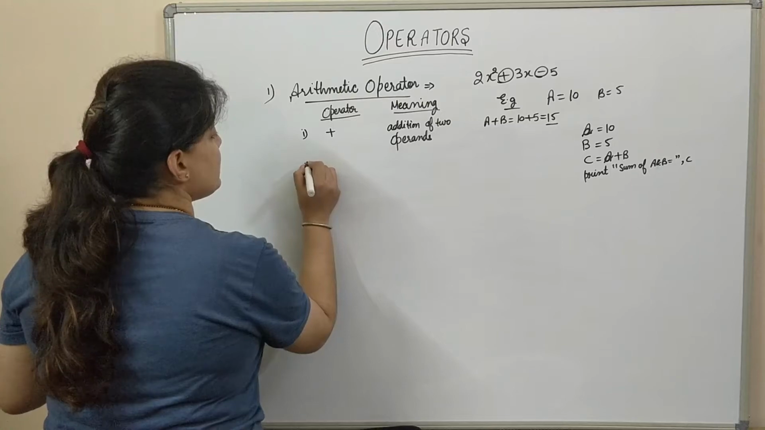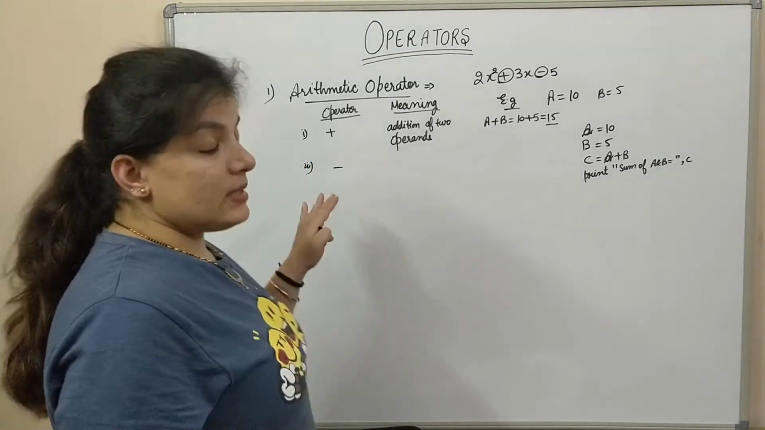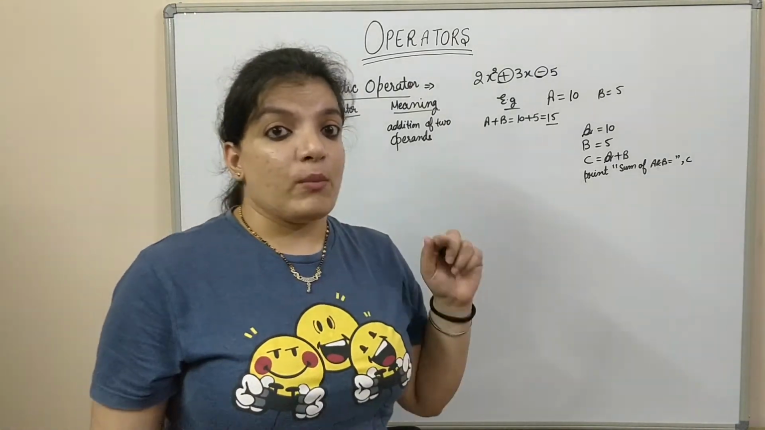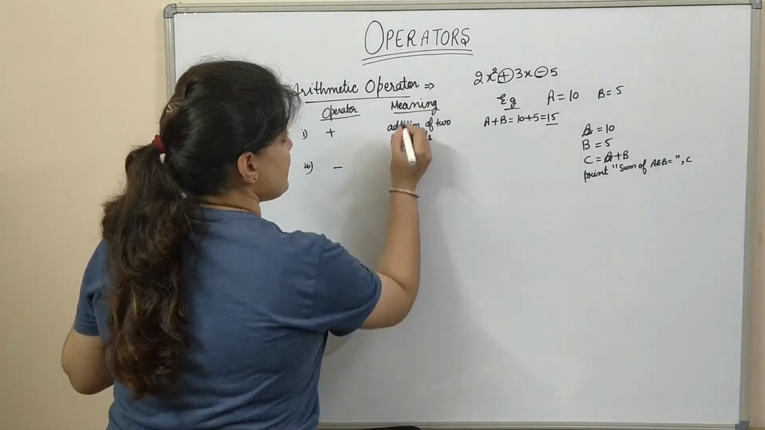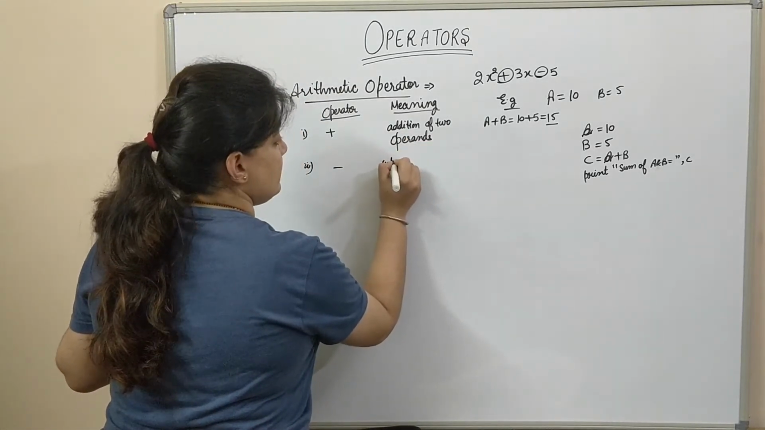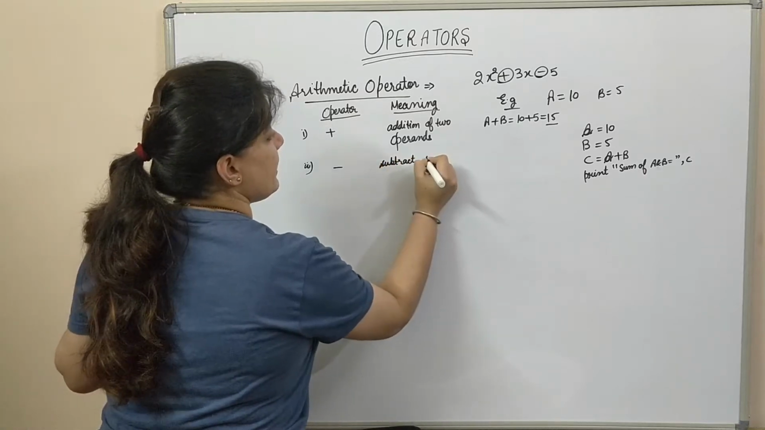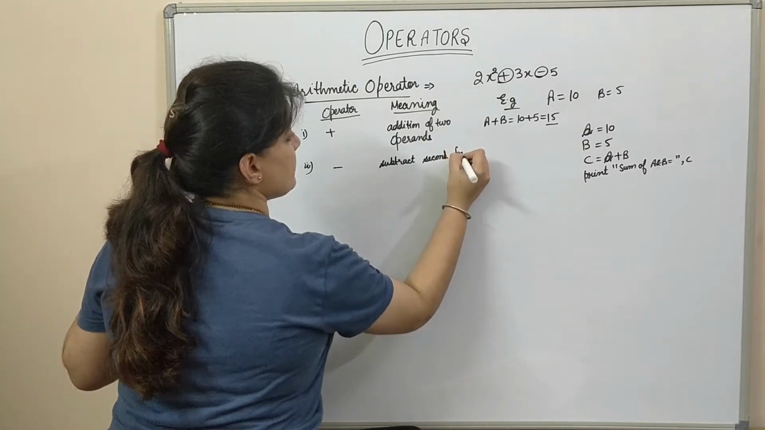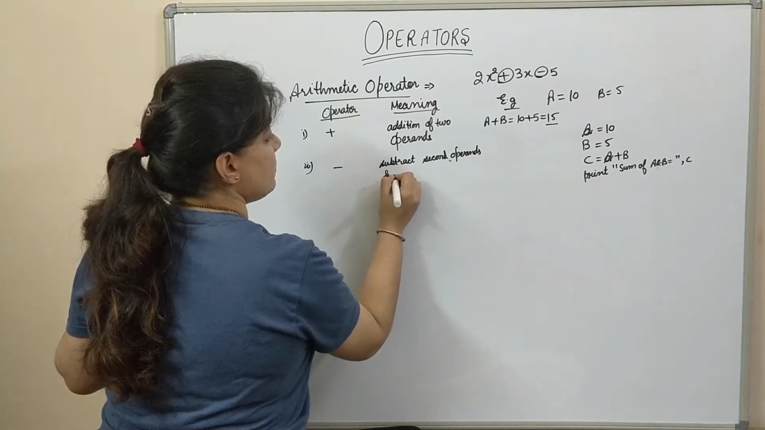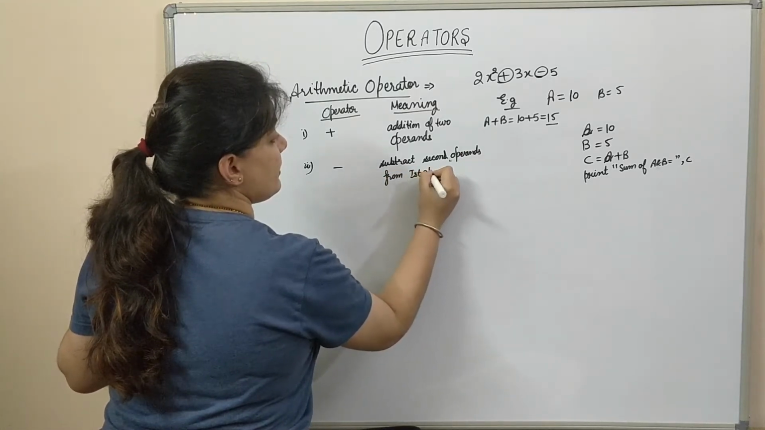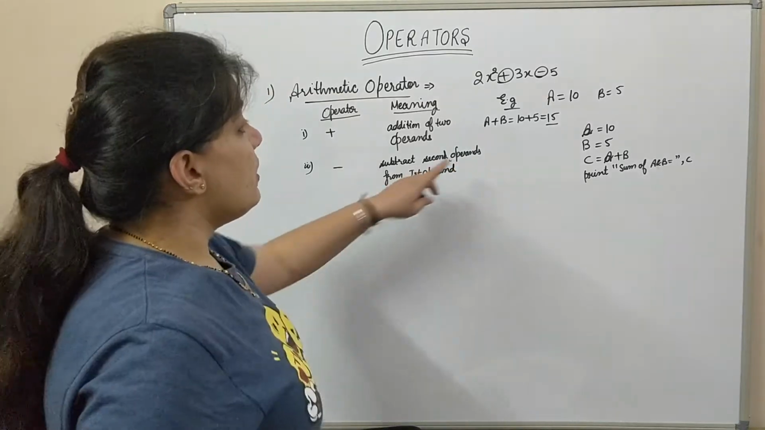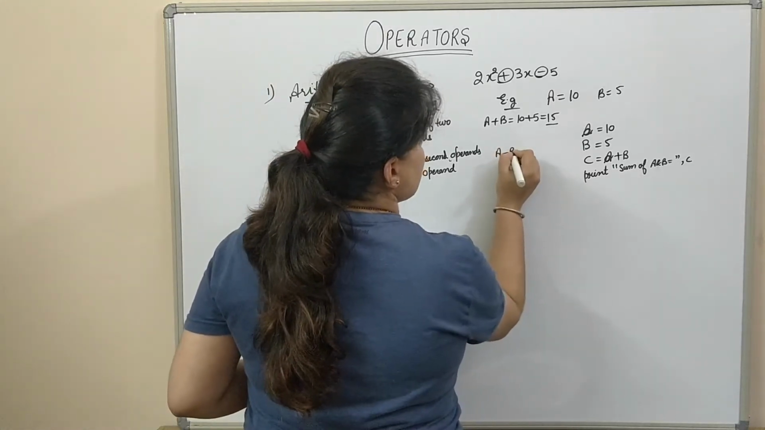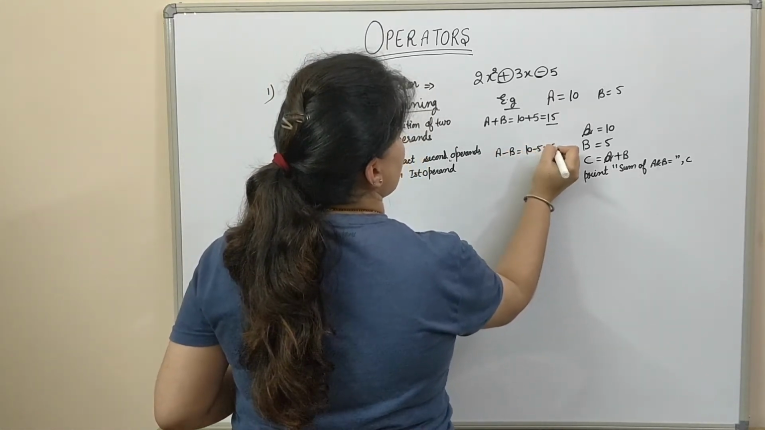Now the second operator is minus. This symbol is the same as the mathematical operator and is used to subtract the second operand from the first operand. So the meaning of this operator is used to subtract the second operand from the first operand. How will we write it in the Python programming language? Like a minus b, 10 minus 5, it will return 5.